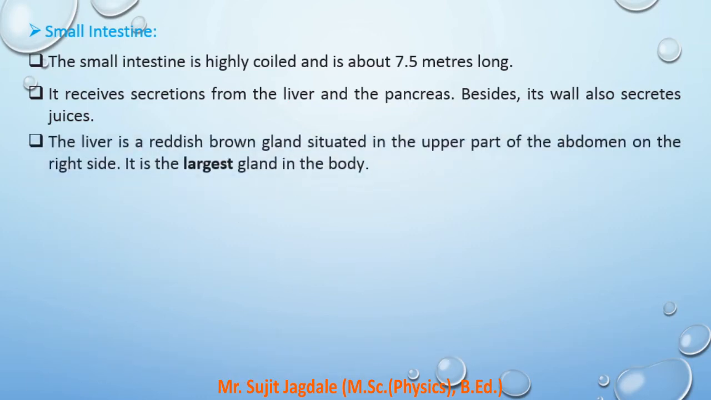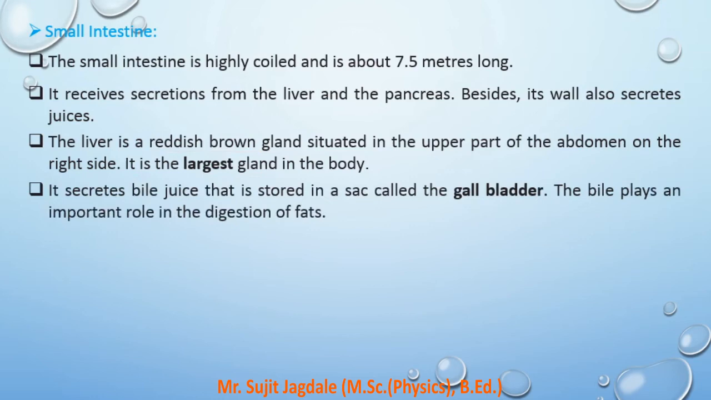Now here, if we consider the structure of the liver, it is a reddish brown gland. It is reddish brown in color, situated in the upper part of the abdomen, and it is the largest gland in the body. Then it secretes the bile juice.